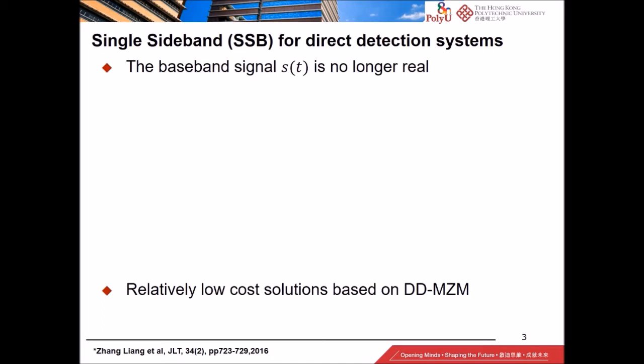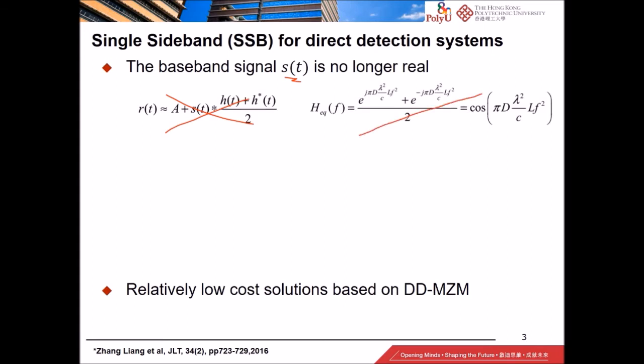If you have single sideband signals, that means the baseband signal S in this case is actually no longer real. So if S is no longer real, then some of the derivations before for the equivalent channel response become not true, and hence all the subsequent effective channel model, the channel transfer function of a cosine frequency square, is actually no longer valid.